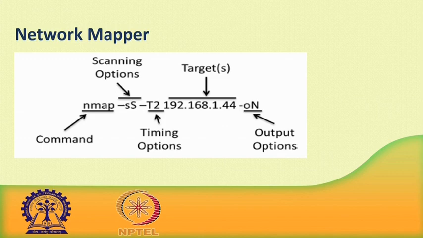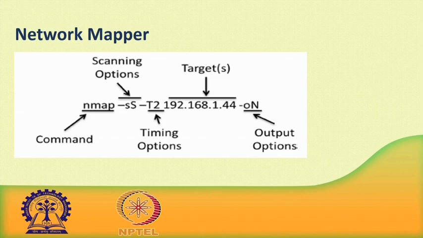We use dash small o capital N for normal output. The normal output option will create a text file that can be used to evaluate the scan result or used as input for other programs. Dash small o capital X is used for XML output. XML output can be used for input into a number of different applications for further processing or evaluation.